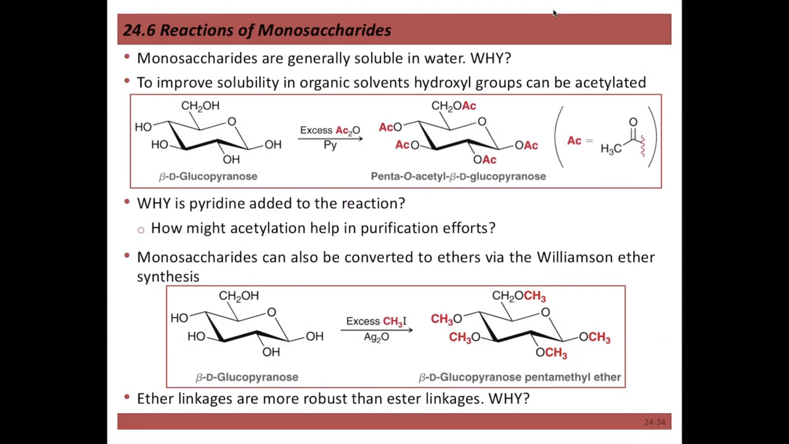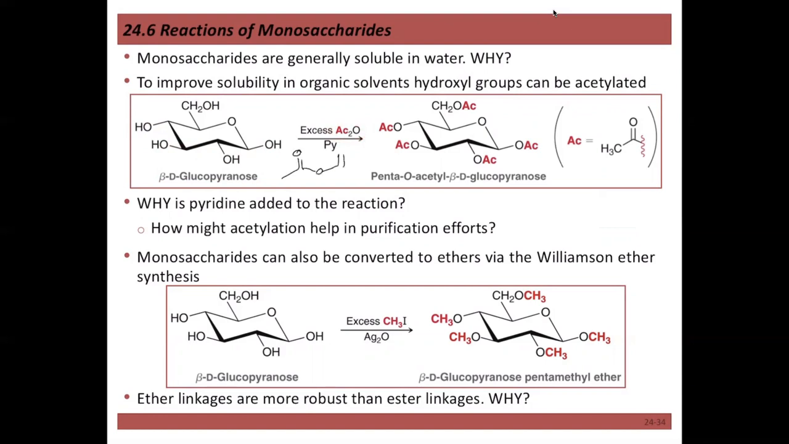So monosaccharides by themselves tend to be fairly soluble in water. For example, this is very soluble in water due to all the hydroxyl groups. And so if you want to use them in synthesis and dissolve them in an organic solvent, they don't play very well. So what you can do is you can acylate them. And so you can use excess acetic anhydride.